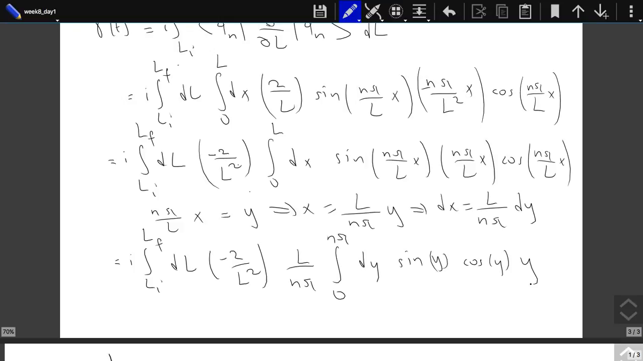Hold on, we have a problem, no? What? Why should it be 0? No, it's not periodic, because there is this y. There is another problem.